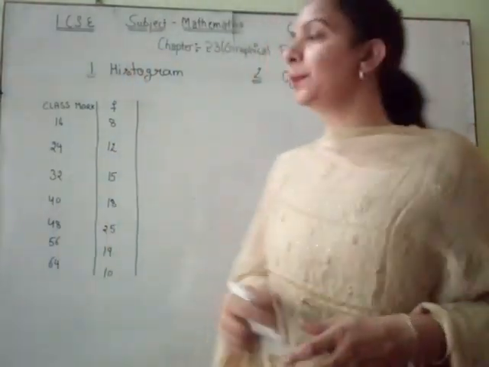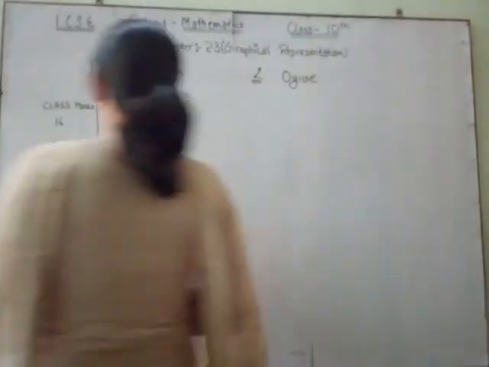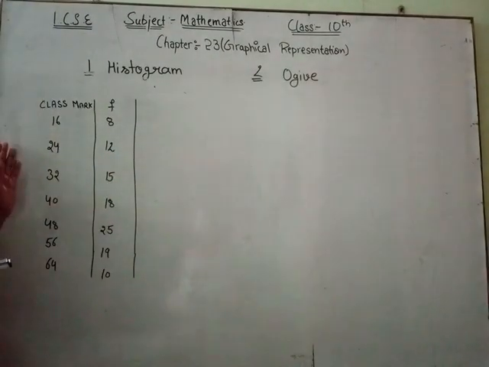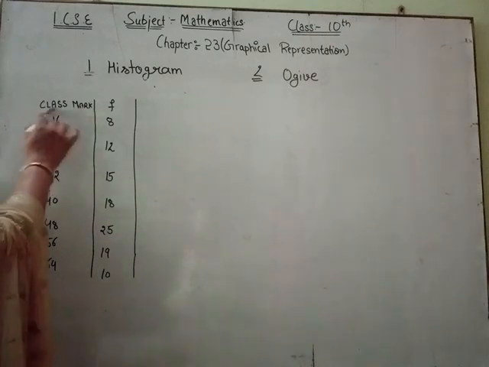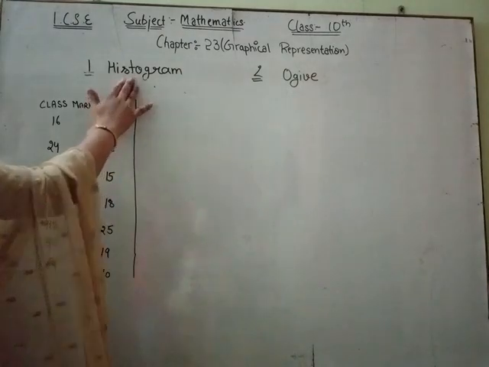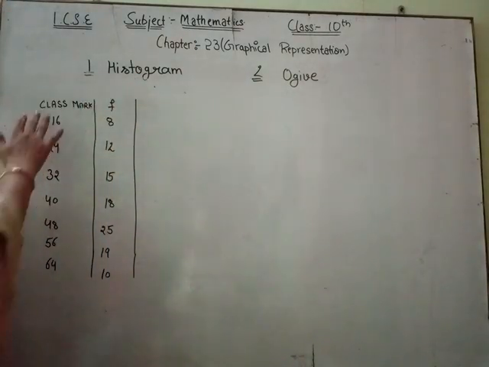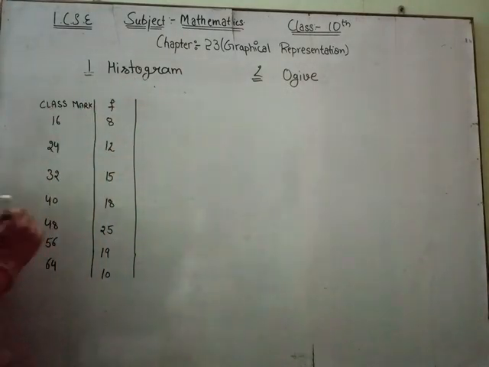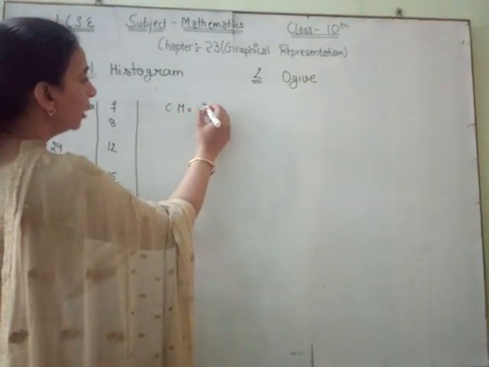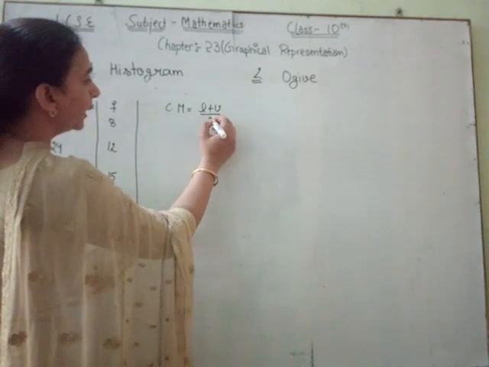Student, there is the next type of question. If a class mark is given and frequency is given, with the help of these class marks we draw a histogram. First we change class marks into class intervals, because with the help of class intervals I make a histogram. If class mark is given, we know what class mark is: class mark is equal to lower limit plus upper limit divided by 2.